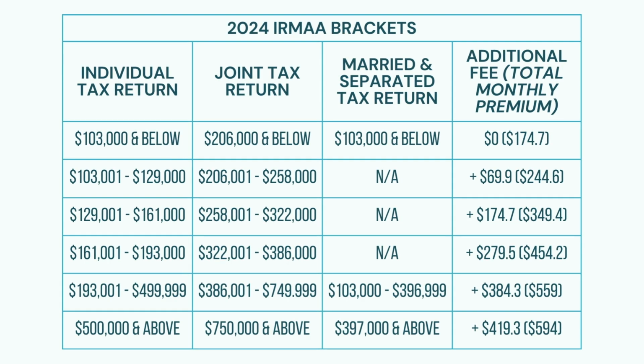And here's a quick look at the IRMA brackets for 2024. Now keep in mind that these numbers are taken from your tax return 2 years prior. That's the number that Medicare uses to adjust your Medicare Part B premium. Feel free to pause the video if you need a little more time to look at this chart.